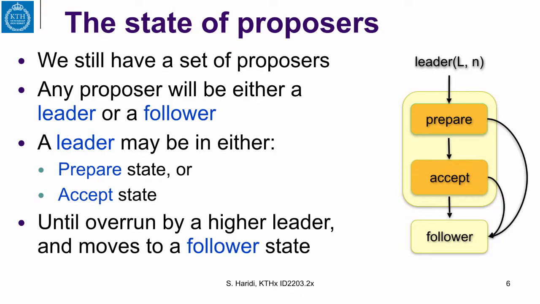So we have a set of proposers, and among these proposers, one will always be elected the leader. So we still have a set of proposers. And any proposer will be either a leader or a follower. So this is the state of a leader, and this is the state of a follower. Initially, all proposers are followers until the first election round. One of them will become a leader, and the rest will be followers.